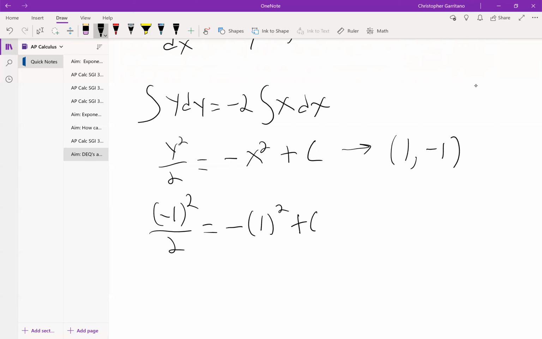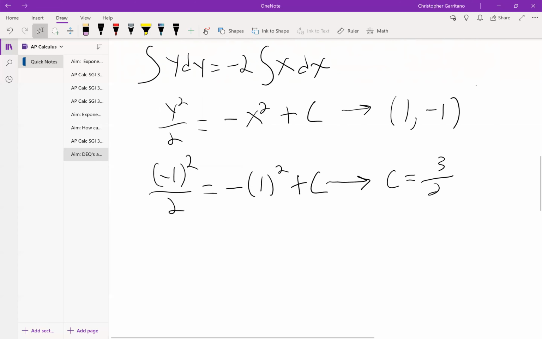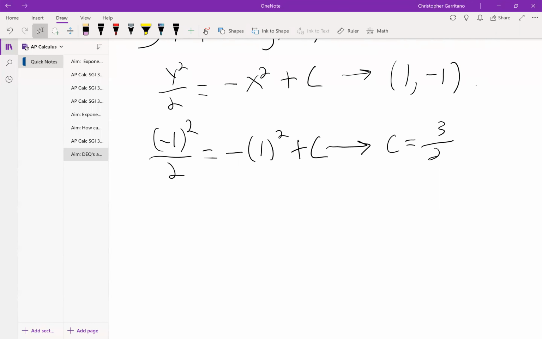And that implies that c is equal to 3/2. This is c. All right, I didn't go through the algebra, but please go for it. Do the algebra on your own. All right, so now that's not the final answer.